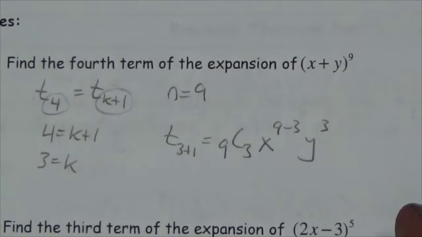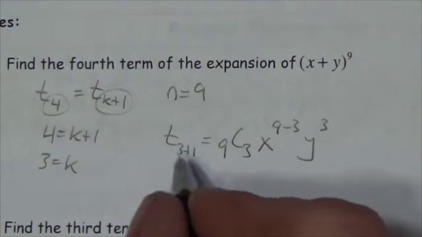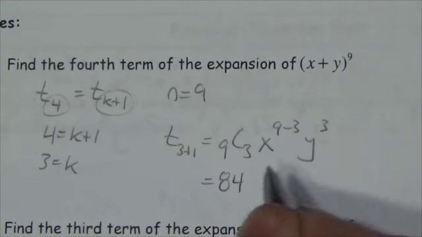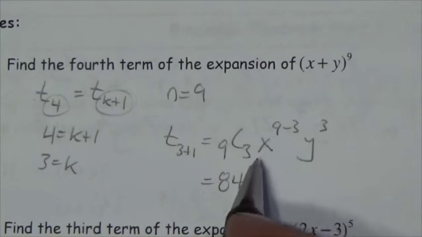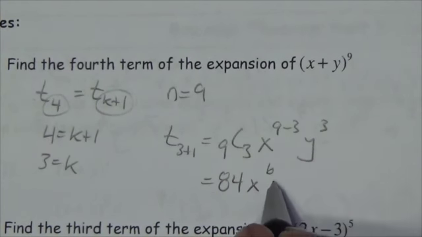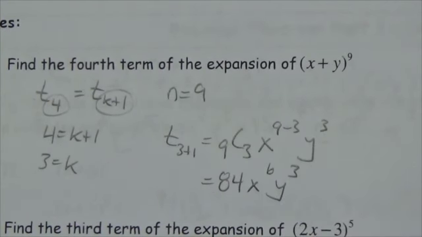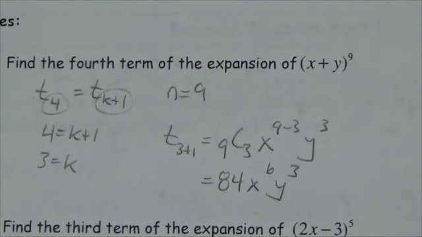Now, I just got to go to my calculator here and quickly evaluate what 9 choose 3 is, and it's going to be 84. And then this will be 84 times, well, this will be x to the 6th, and there's nothing to simplify there, y cubed. So there's the fourth term in the expansion, and I didn't have to go through the process of expanding it.